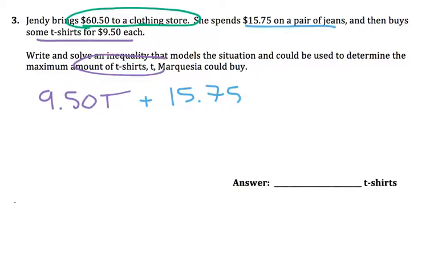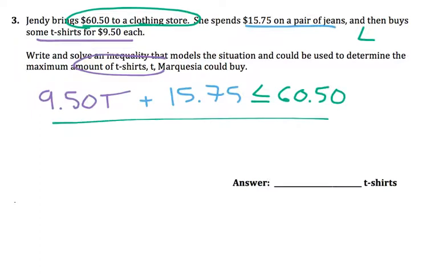And we're supposed to write an inequality, so we can't use an equal sign. So it's similar to the Elijah problem with the video games because she can't spend more than that. So we're going to have to use less than or equal to $60.50. Alright, first part of the problem done. Now, let's do some solving.